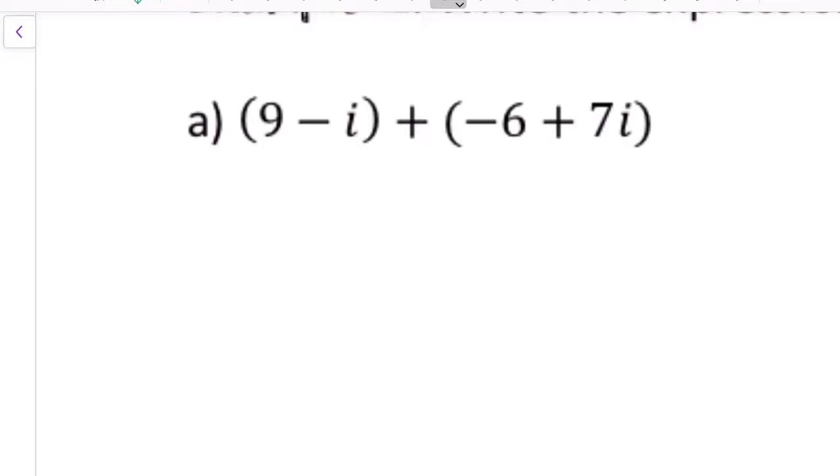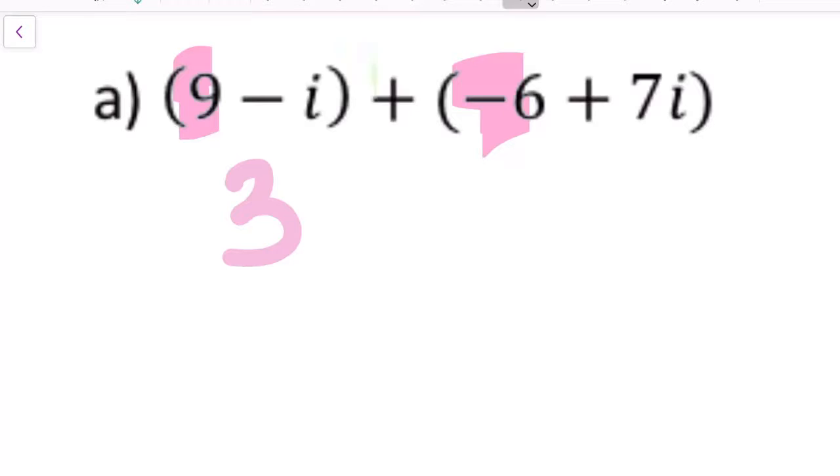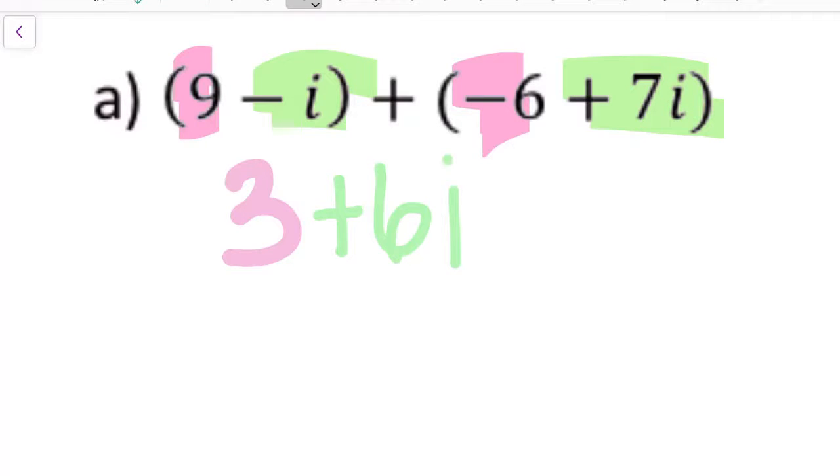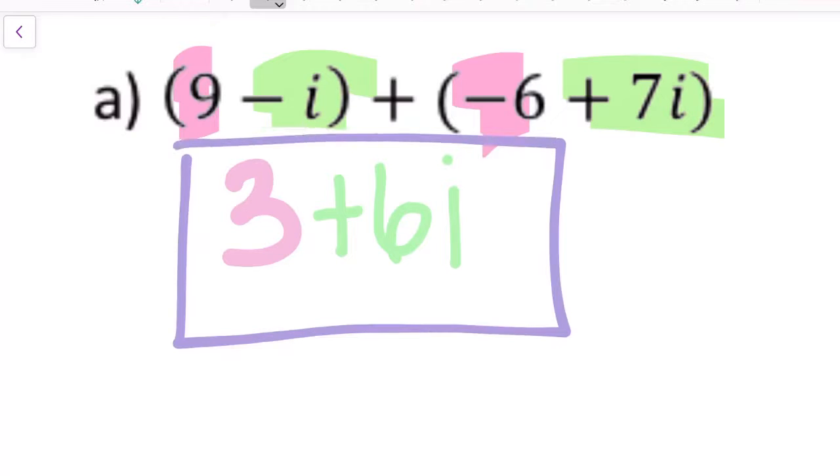What do 9 and negative 6 combine to become? 3. We just add them. And then negative i and 7i. 6i. Exactly. But then you can't really add 3 plus 6i because they're not linked together. Exactly. So we leave it.